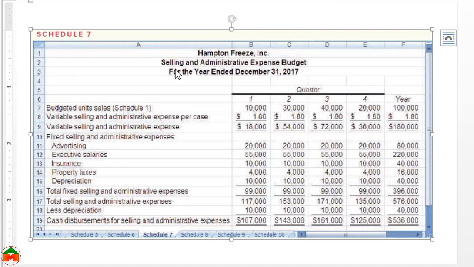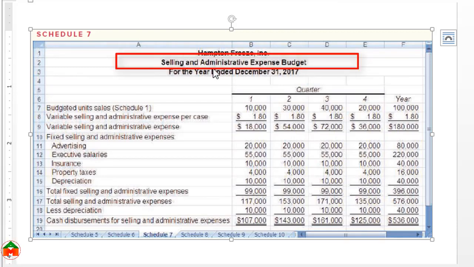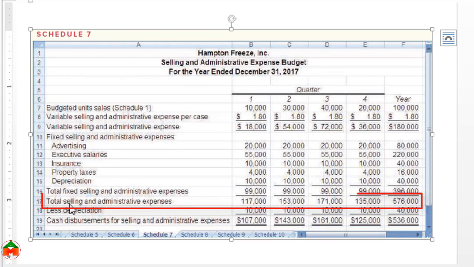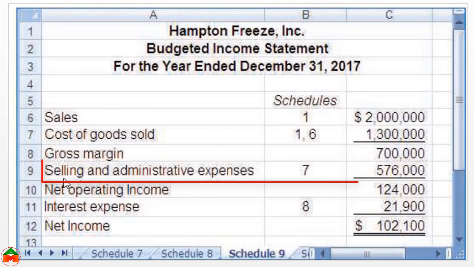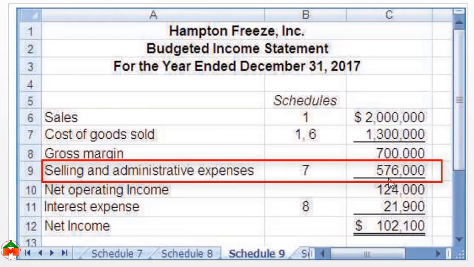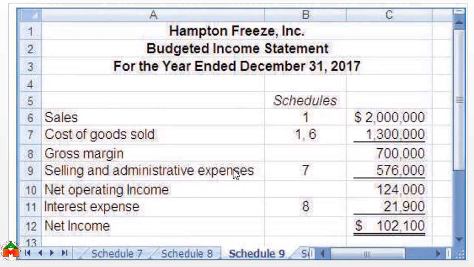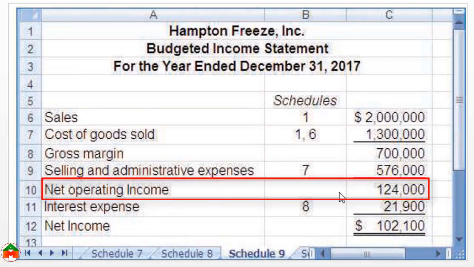We can see this is the selling and administrative expense budget, and from this budget we can see our total selling and administrative expense in the year column is 576,000. So if we deduct this 576,000 as a selling and administrative expense from the gross margin, we will get the net operating income, which is 124,000.